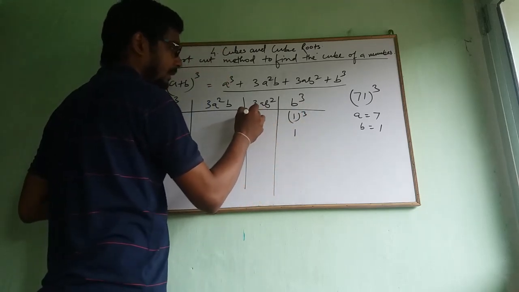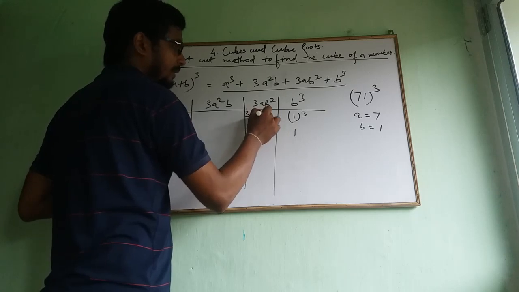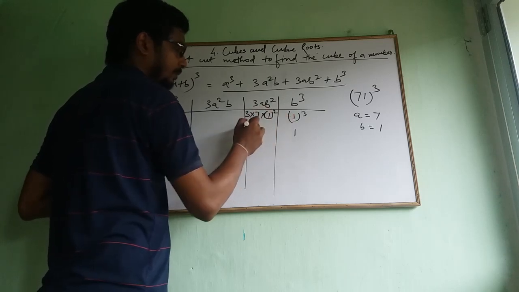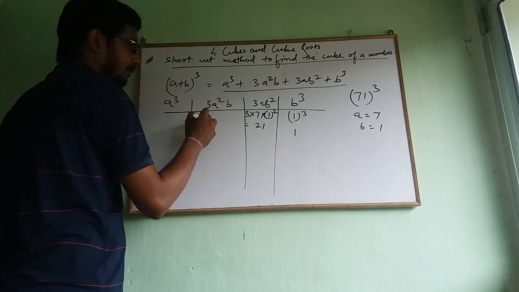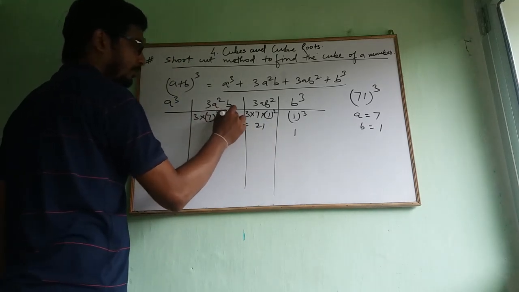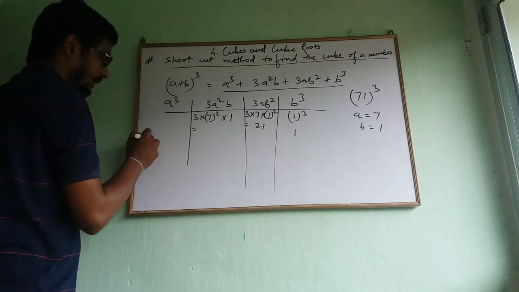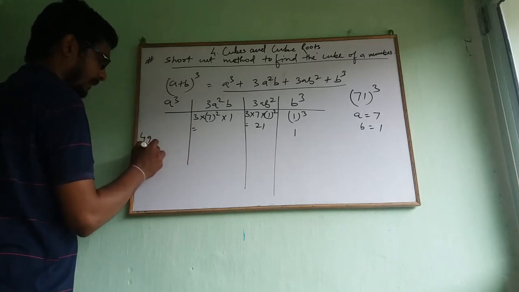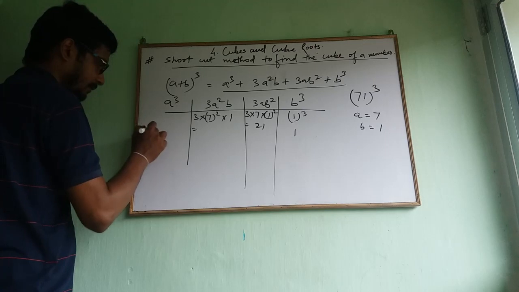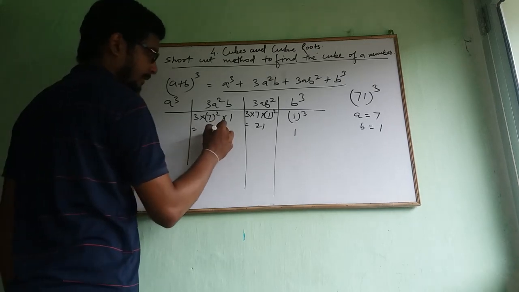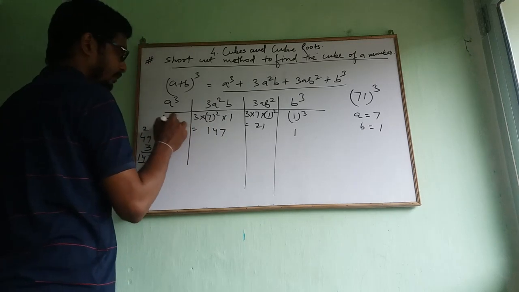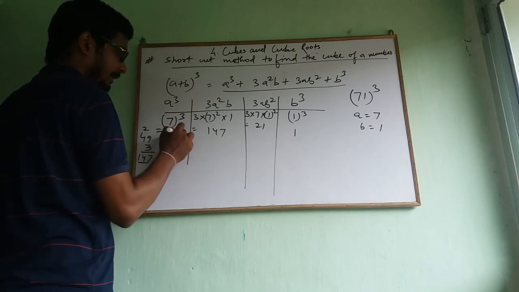Here I will find 3 into 7 into 1 square. So this will be 21. Here it will be 3 into 7 square into 1. So this will be 49 into 3. So this will be 27, carry 2, 3 fours are 12, plus 2, 147. And here it will be 7 cube, which equals 343.